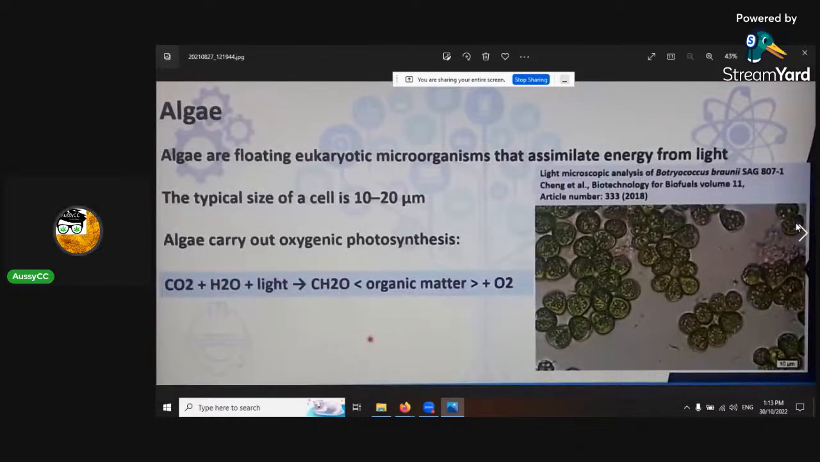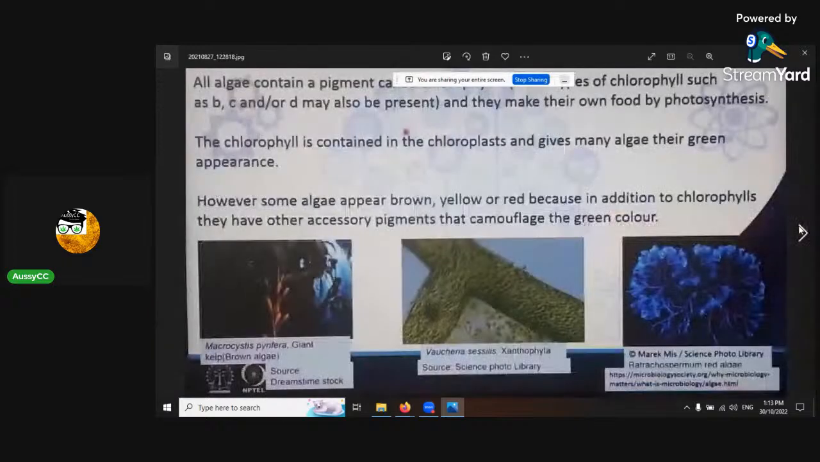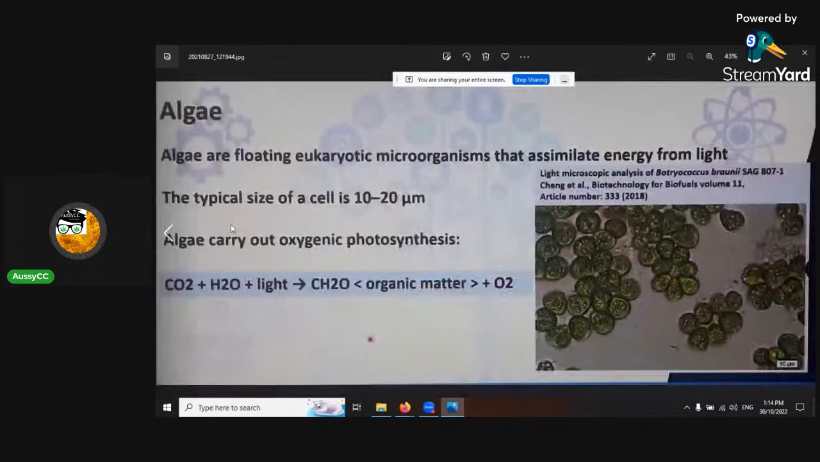Algae. Algae are floating eukaryotic microorganisms that assimilate energy from the light. Their sizes are 10 to 20 micron. Algae carry out oxygenic photosynthesis, making them an autotroph. That's the difference between algae and cyanobacteria. Cyanobacteria are prokaryotic cells, while algae are eukaryotic, so they have different processes.